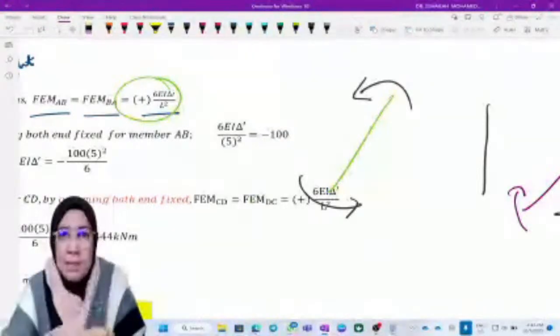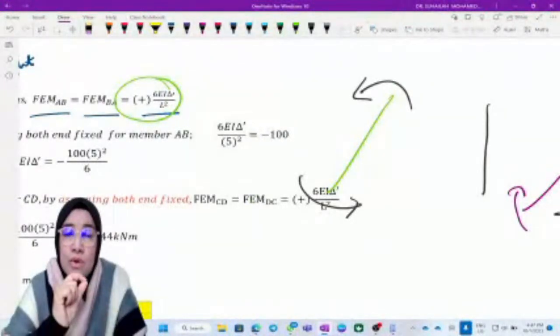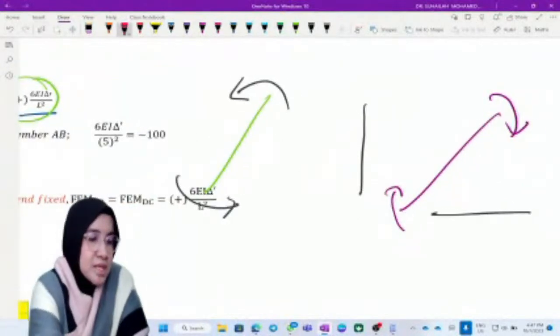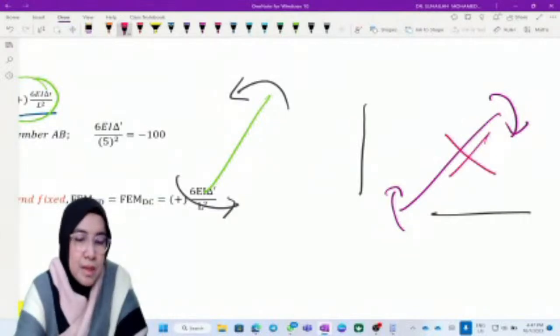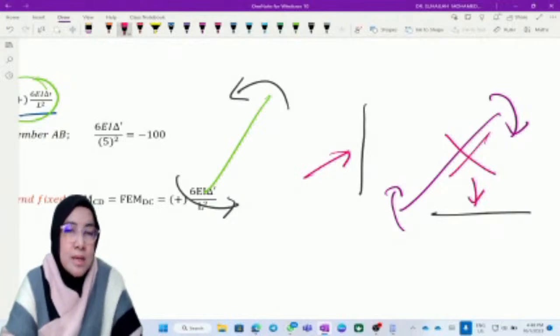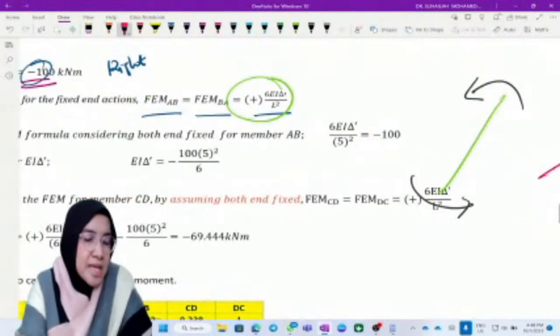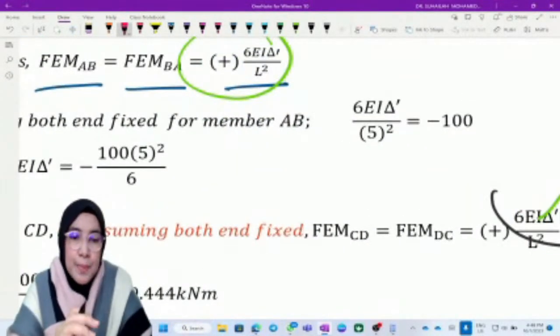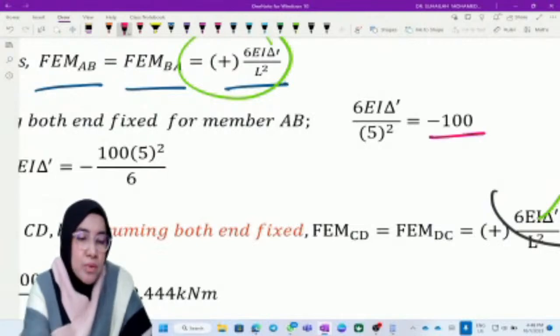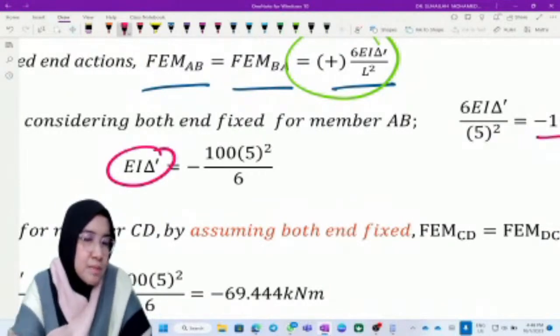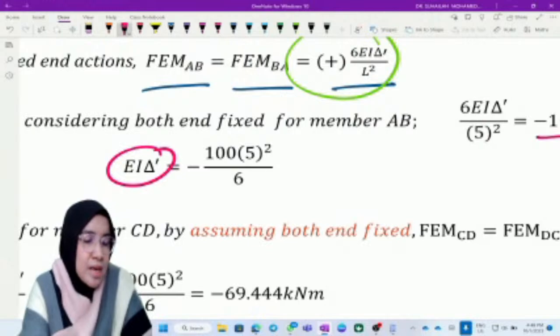If we put the wrong sign, we get the wrong behavior. This one is wrong, because the column will move this way. What we want is for the column to be straight and vertical again. So we apply the formula: 6 EI delta prime over L squared equals negative 100, and we rearrange to get EI delta prime equals negative 100 times 5 squared divided by 6.